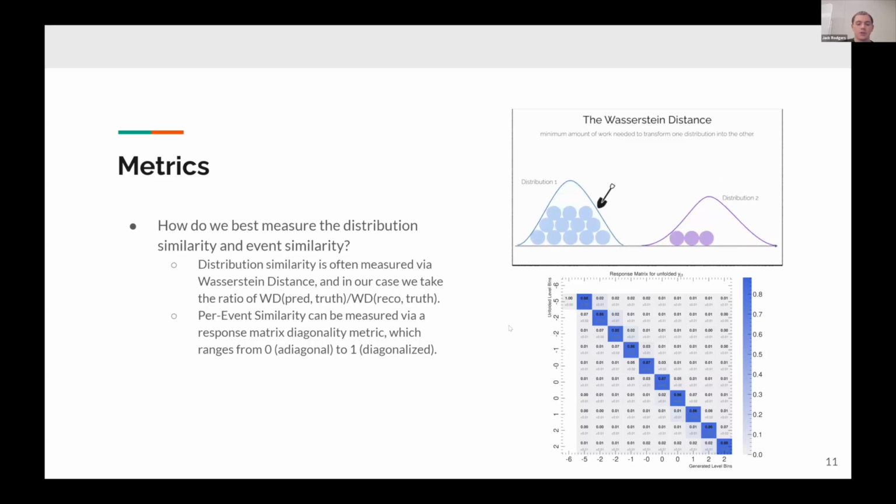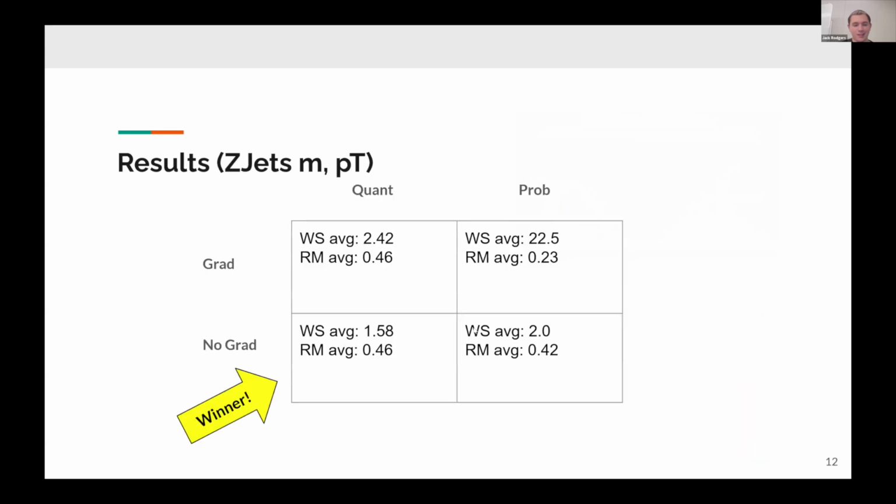So that way we're comparing to our detector response. Per event similarity can be measured by a response matrix diagonality metric. So you have a bunch of bins, it's the bottom picture. You say your truth is in some bin. Your unfolded should be in the same bin. So obviously you want this matrix to be diagonalized. Formulating a metric for matrix diagonalization is pretty easy. You could just take the ratio of how much is in the diagonal versus how much is in the total matrix. So this goes from 0 to 1. 1 is perfect, 0 is very bad.